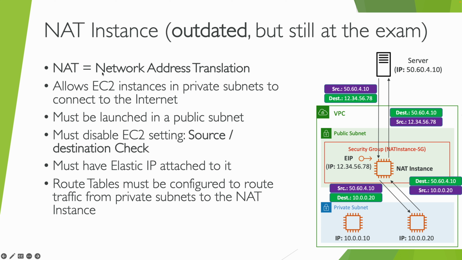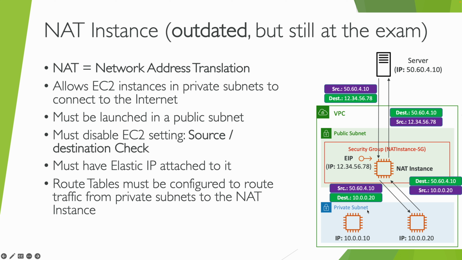So that's why it is called network address translation. The NAT instance will translate the IP address and send the request to the server outside in the internet. It will receive the response from the server, translate it again, and send it to the private IP that sent the request. This is how we use a NAT instance to connect private subnet EC2 instances to the internet.